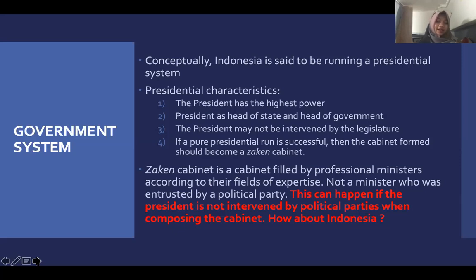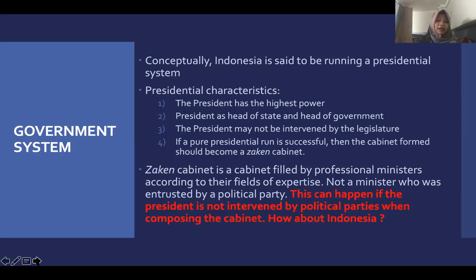I think this is not to be debated, because in Indonesia the president is head of the state and also head of the government. Third, the president may not be intervened by the legislature. Do you think so? The fourth one, if a pure presidential system is successful, then the cabinet form should become a Zaken cabinet, or professional cabinet.